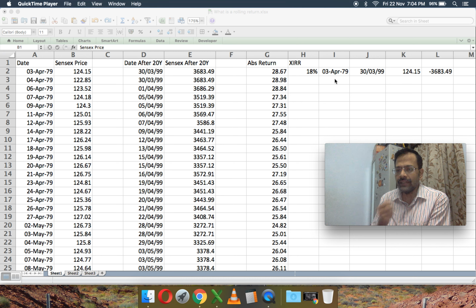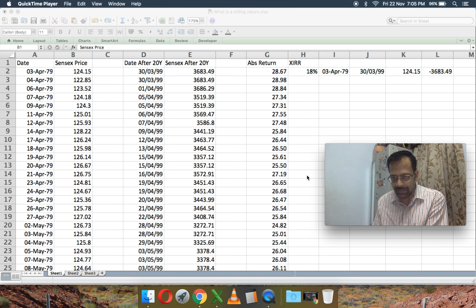So that just means that you are buying at 124.15 and selling at 3,683.49. That's what it means. And there, in order to differentiate between the buying and selling, there's a negative sign. You can put the negative sign here, or you can put the negative sign there. It doesn't matter. And then you combine these entries and calculate the XIRR. The annualized return over that 20 years is 18%.